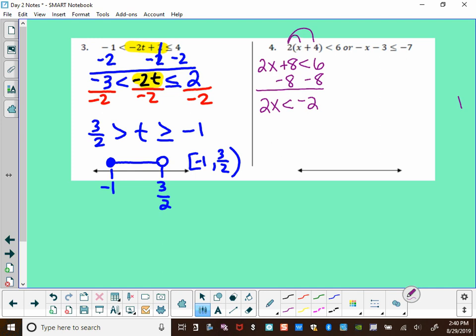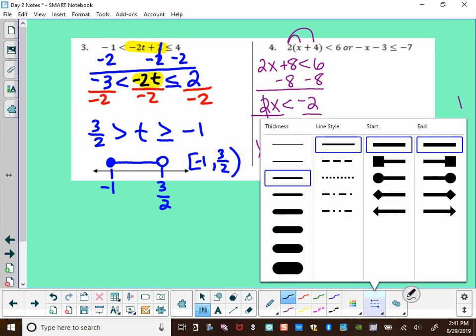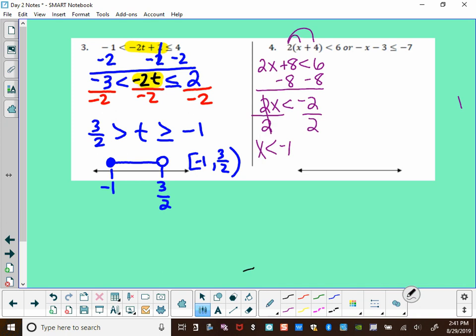What do I do from here? Divide by 2. So I'm left with x is less than negative 1. Okay, that's one part of it. The other side. On the other side, I have negative x minus 3 is less than or equal to negative 7.